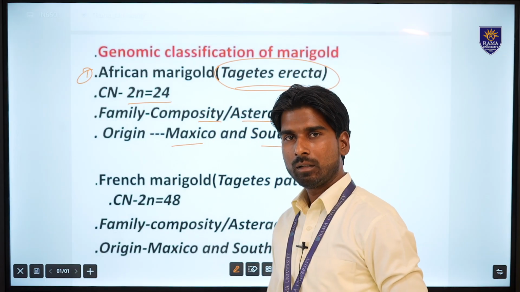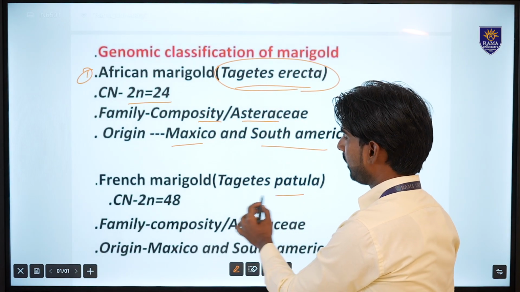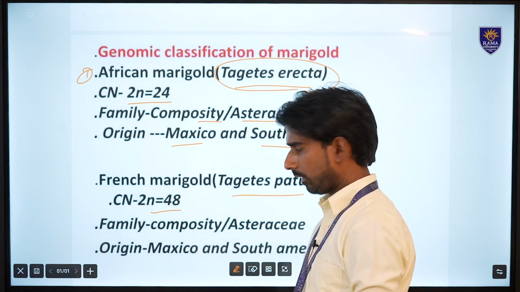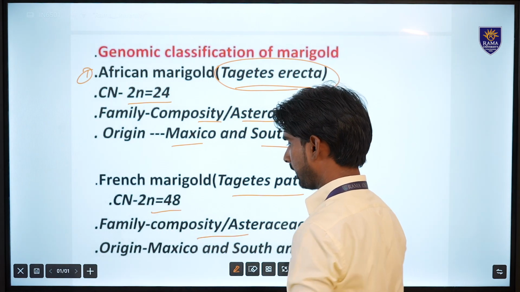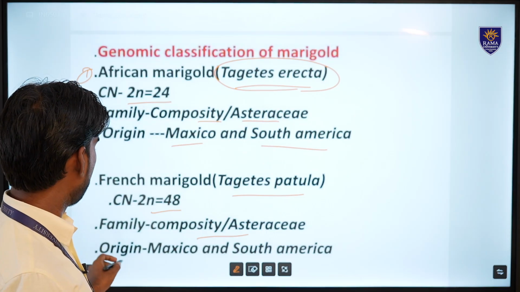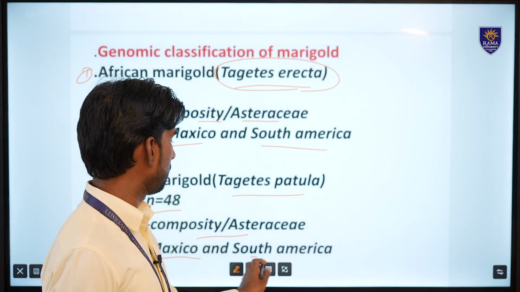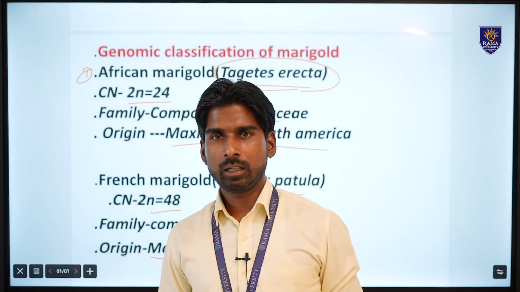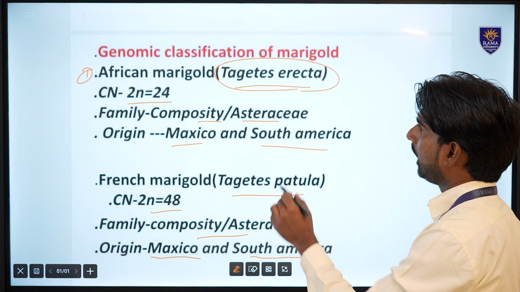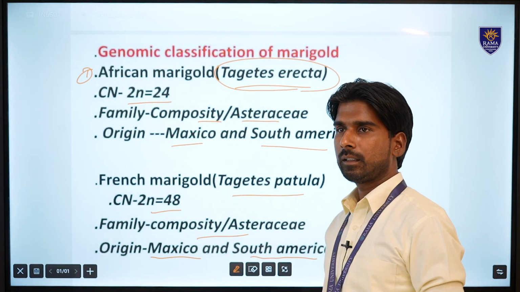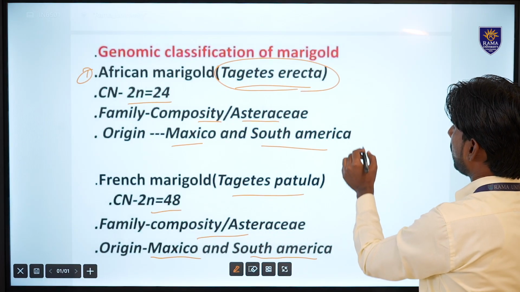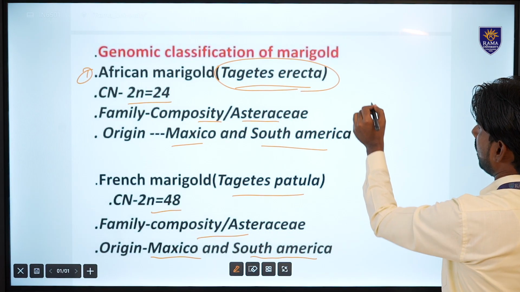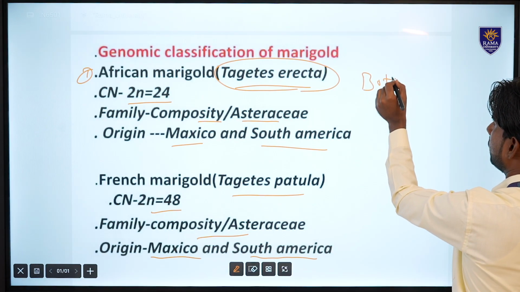French marigold, botanical name is Tagetes patula. Chromosome number is 48. Family is Compositae. French marigold's origin place is Mexico and South America. Then after, we will discuss the botanical classification of the marigold.